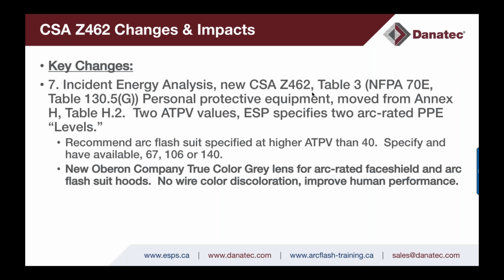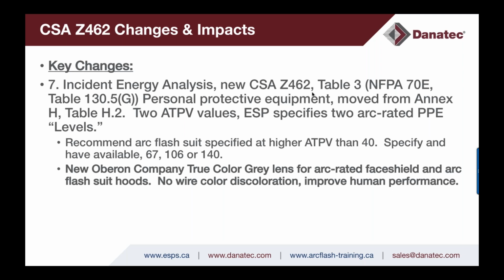What we now have is Z462 Table 3 and NFPA 70E Table 130.5(G), personal protective equipment. Those tables are the same, and they were extracted from Annex H, Table H2, and moved into the body of the standard. So now you shall use these tables to determine additional protective measures related to incident energy analysis only. But when you use the table method, you can have a two arc rated level selection process. Most companies have procured two ATPV ratings of arc flash clothing: an everyday wear coverall or shirt and pant, or an arc flash suit.